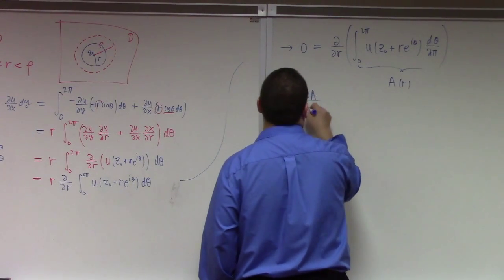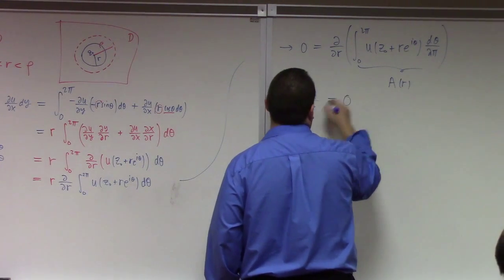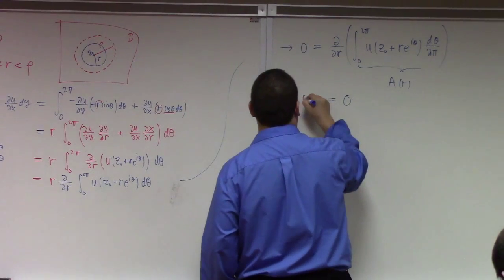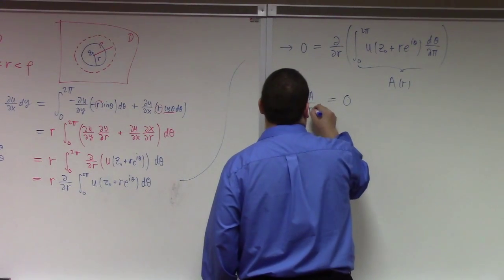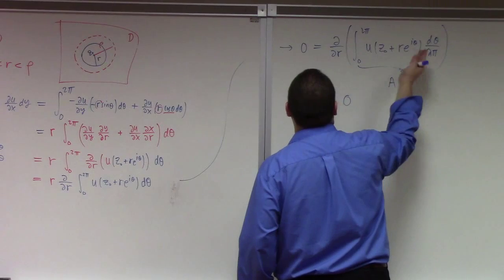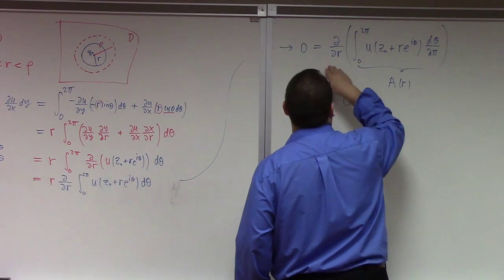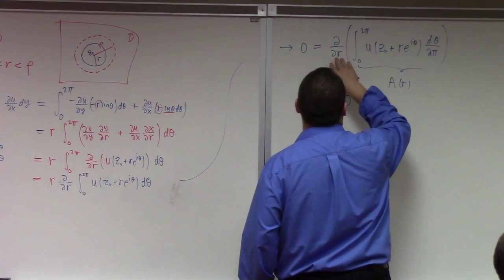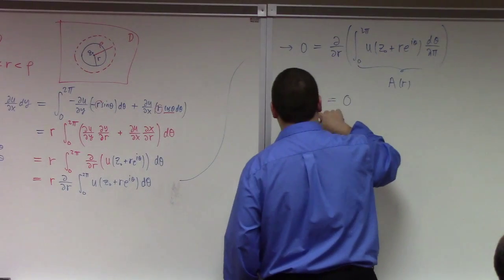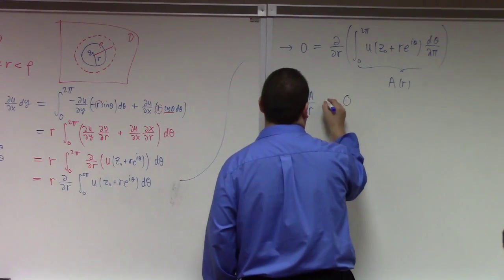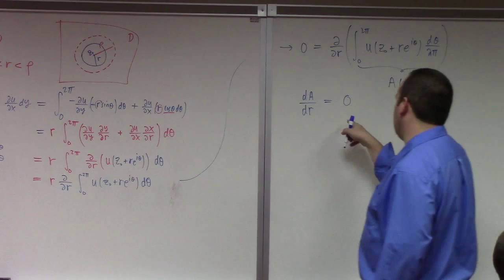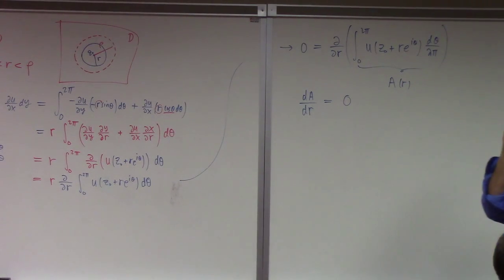partial A, partial r. You could make this a dA dr. I think technically when I pull the derivative outside the integral, I should change this to a d/dr because it's no longer a function of two variables, but that's just semantics. So anyway, this does imply that the total derivative of A with respect to r is equal to 0, which then says what about A?